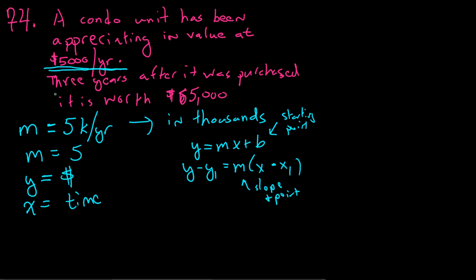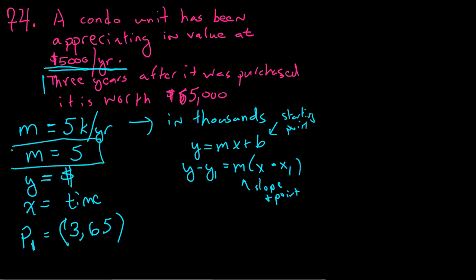Well, then I do have a point here. I have when x equals 3, my house has a value of 65,000. And so that gives me a point. We'll call it point 1. So I have a slope and I have a point. I can use this.